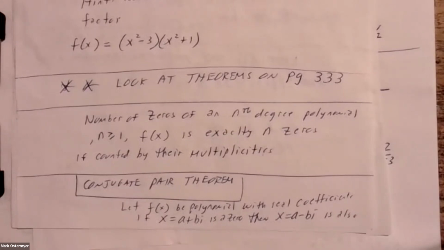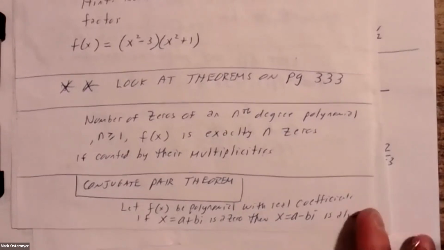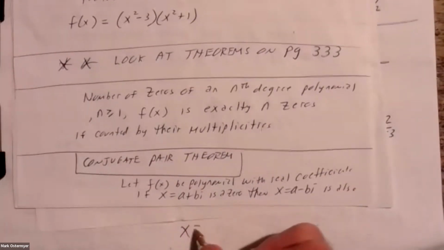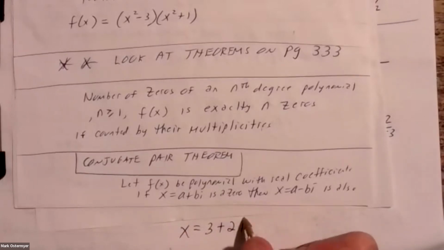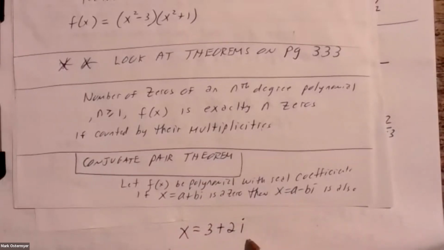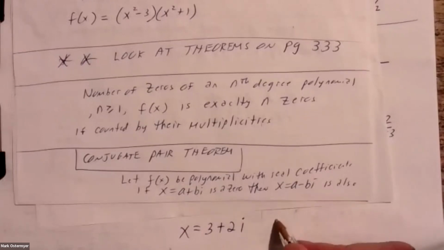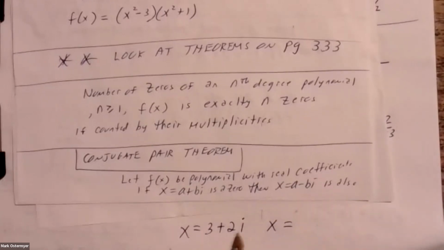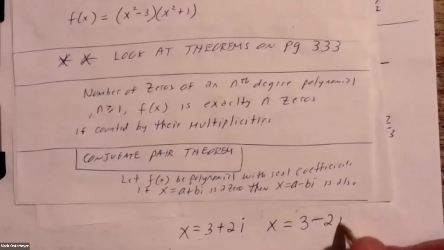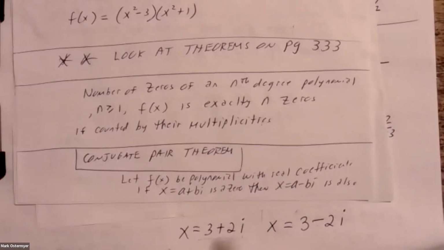So in other words, ladies and gentlemen, if 3 plus 2i is a zero of a polynomial, what must also automatically be another zero? What has to be another zero then? If this is a zero, 3 minus 2i also must be a zero of the polynomial. That's guaranteed by this conjugate pair theorem. So complex zeros always come in pairs, always.